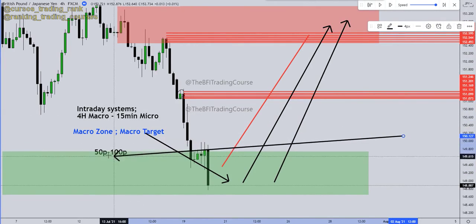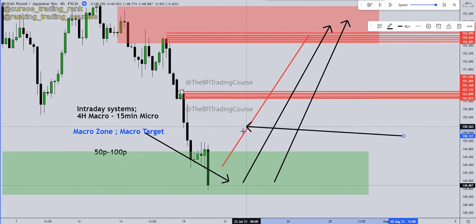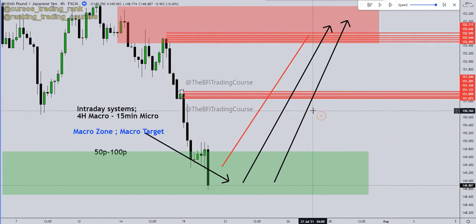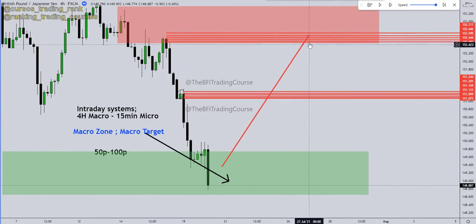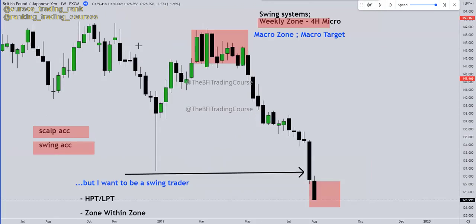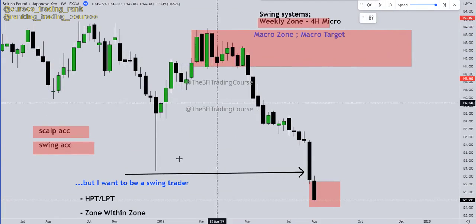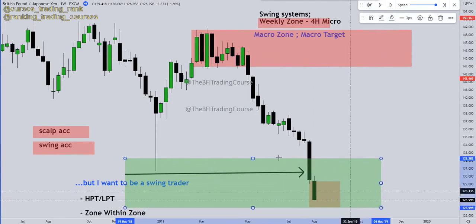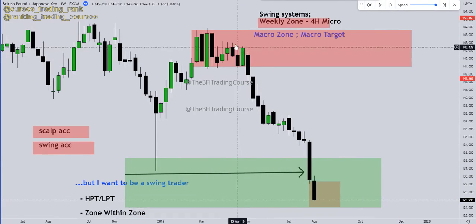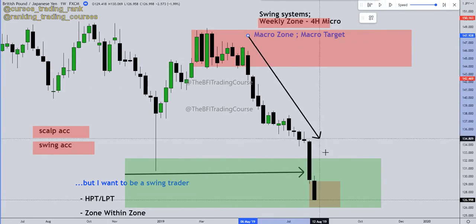And I'm sure they'll give you much healthier than this if you sit back and relax. Okay, and the same thing you want to think about if it's a weekly zone to a weekly target, and what's the difference? A wider stop for a 4 hour entry, and the target, it'll just take longer.